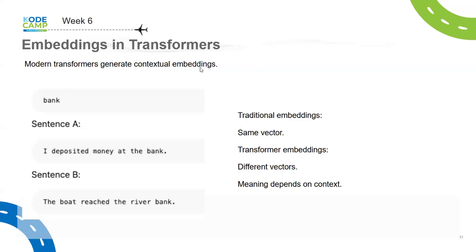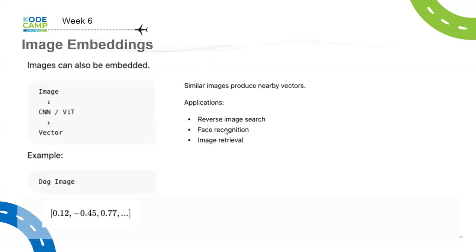And then transformers, we'll talk about transformers later when we are talking about neural networks. Transformers are the most modern architecture for neural networks that are able to do a lot of things, right? You can have different vectors, and the meaning depends on context. In traditional embeddings, you would use the same vector, right? But with transformer embeddings, different vectors. Sentence A: I deposit money at the bank. Sentence B: the boat reached the river bank. Different. Images also have embeddings as well.